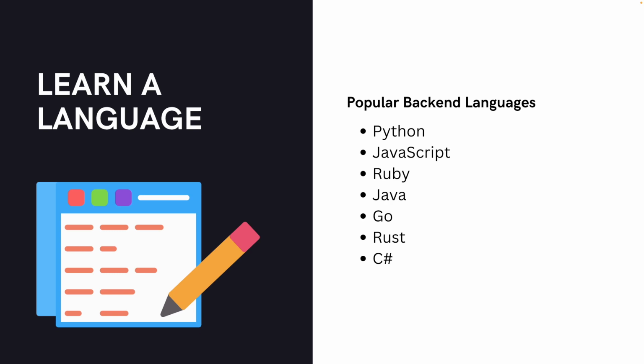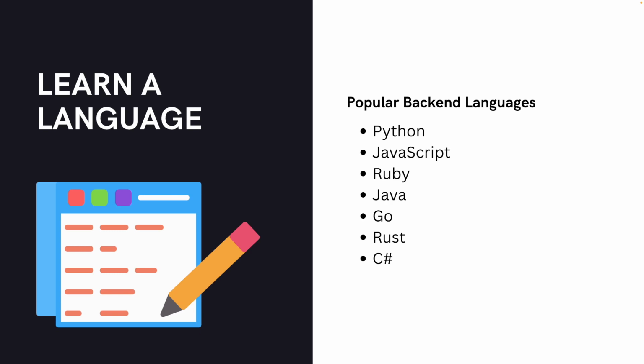Well, a back-end software engineer works on server-side applications, handling data storage, retrieval, and ensuring that everything runs smoothly behind the scenes. And usually the first step with becoming a backend engineer is selecting a backend language. And there's really a lot to choose from, but here's a list on some of the popular ones. So there's Python, JavaScript, Ruby, Java, Go, Rust, C Sharp.